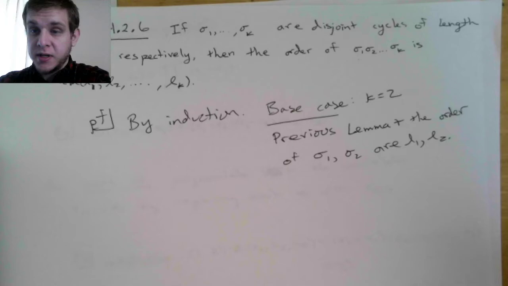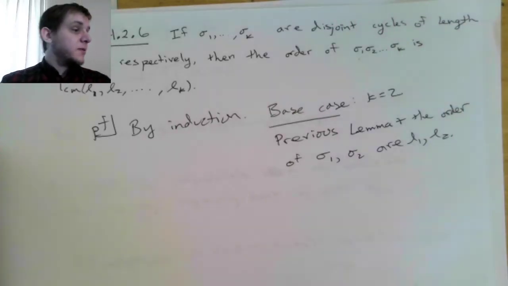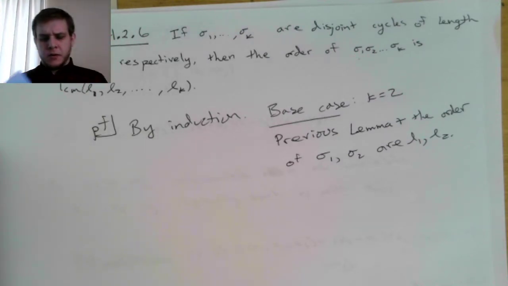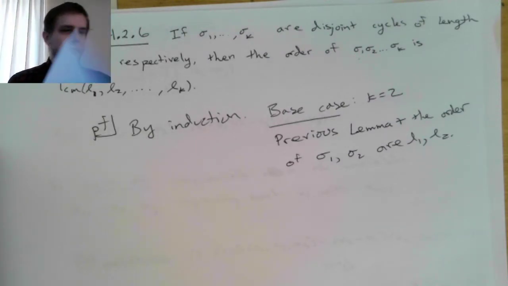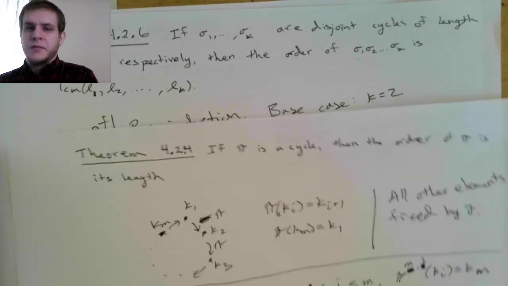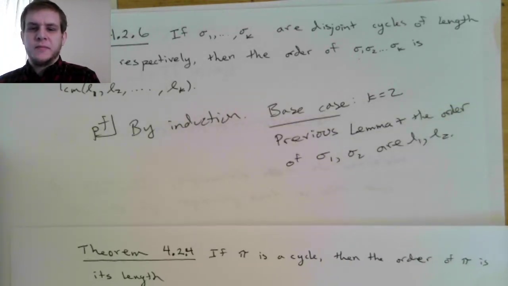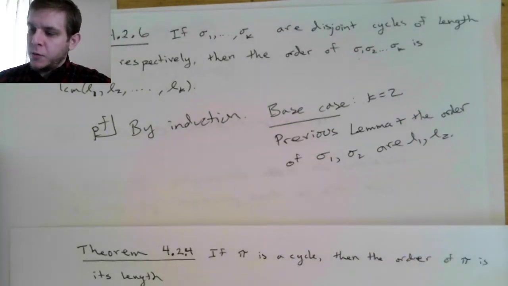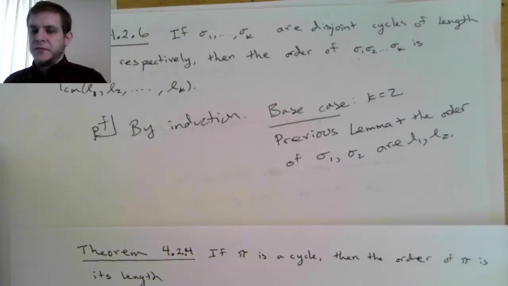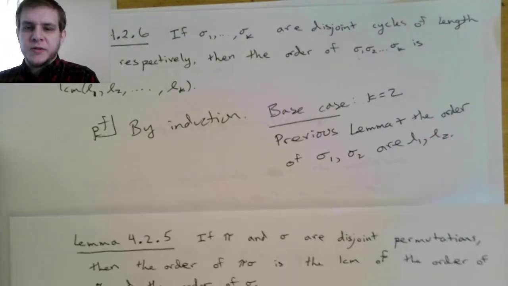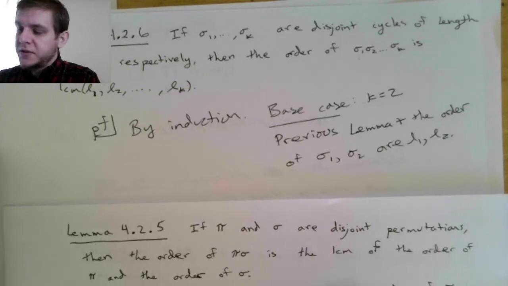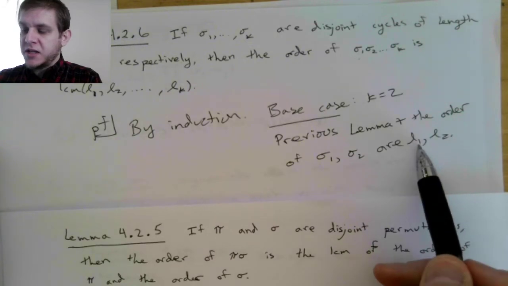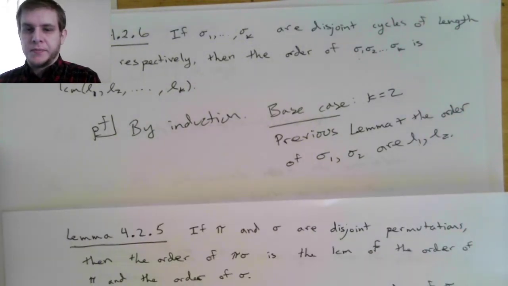They're disjoint cycles. I know from the first lemma that we proved today, the first theorem, I don't remember if I called it a theorem or a lemma, the first theorem that we proved, that the order of a cycle is its length. So the order of sigma 1 is L1 and the order of sigma 2 is L2. And then the other lemma we proved was that if I have 2 disjoint things, then I take their least common multiple to get the order.